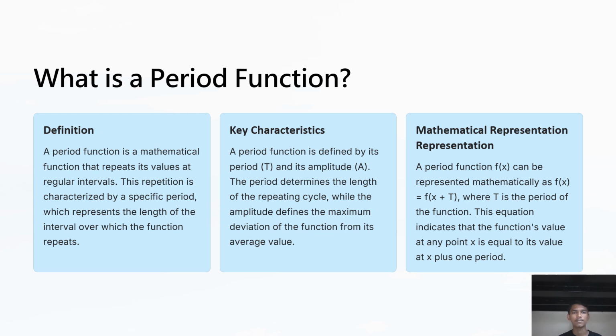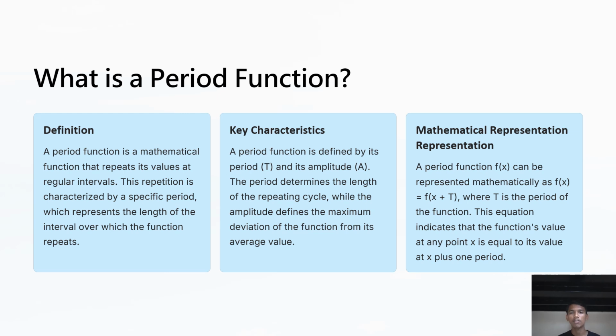Key characteristics. A periodic function is defined by its period and its amplitude. The period determines the length of the repeating cycle, while the amplitude defines the maximum deviation of the function from its average value. Mathematical representation.